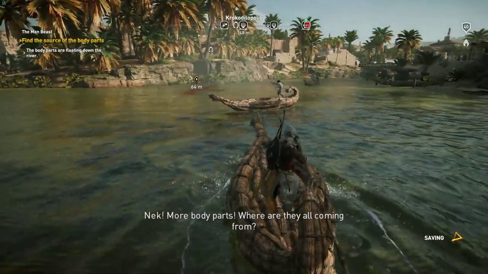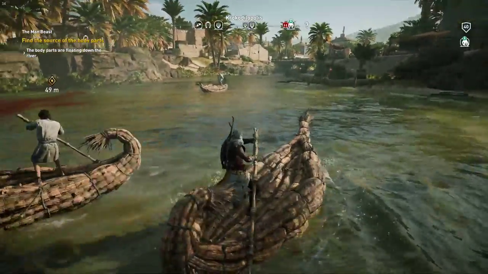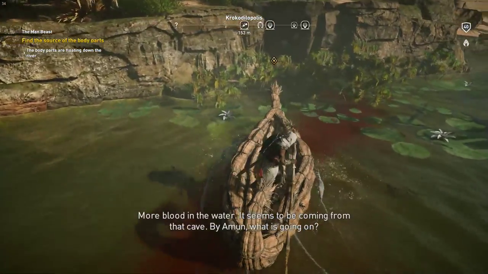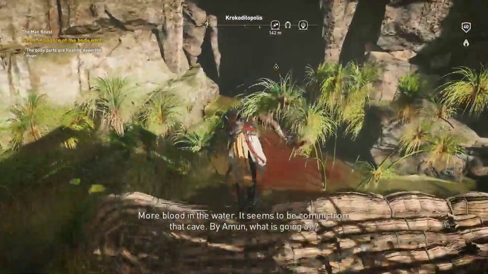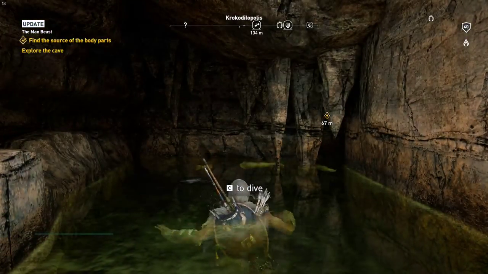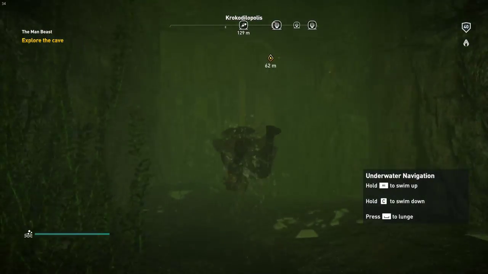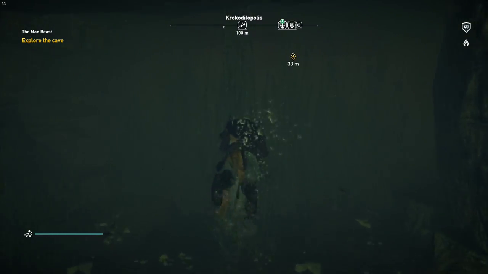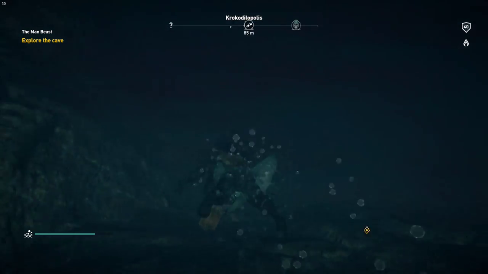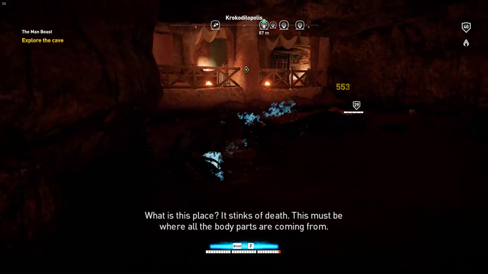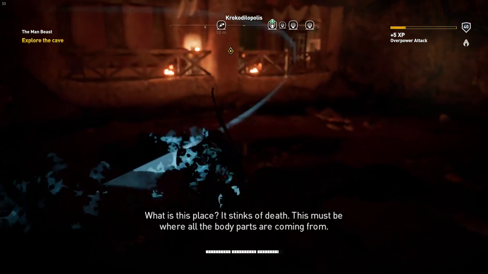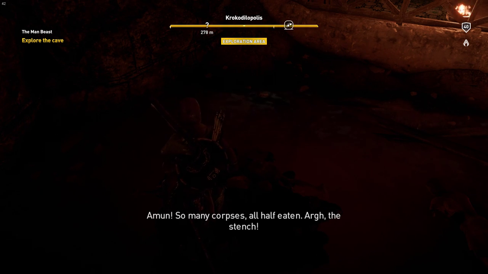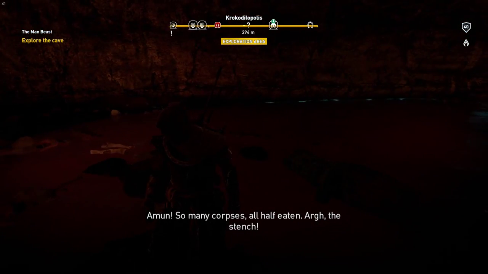Look, more body parts. Where are they all coming from? More blood in the water. Seems to be coming from that cave. By a moon, what is going on? Corpses. All have eaten. Oh, the stench.